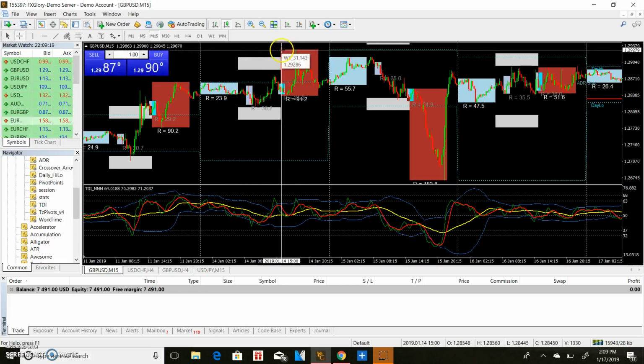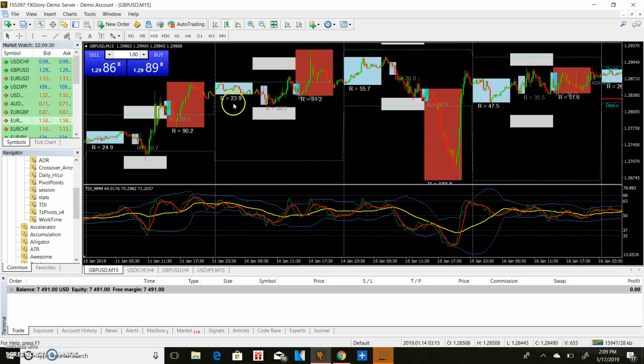This is how you can measure your pips and how much money you make, right? So let's see, from this box to this box is around 91. Oh, I'm a little further out. It's around 91 pips. That's what it tells you right here. You see these, 23.9, that's 23 pips right there. 90 pips from here to here.